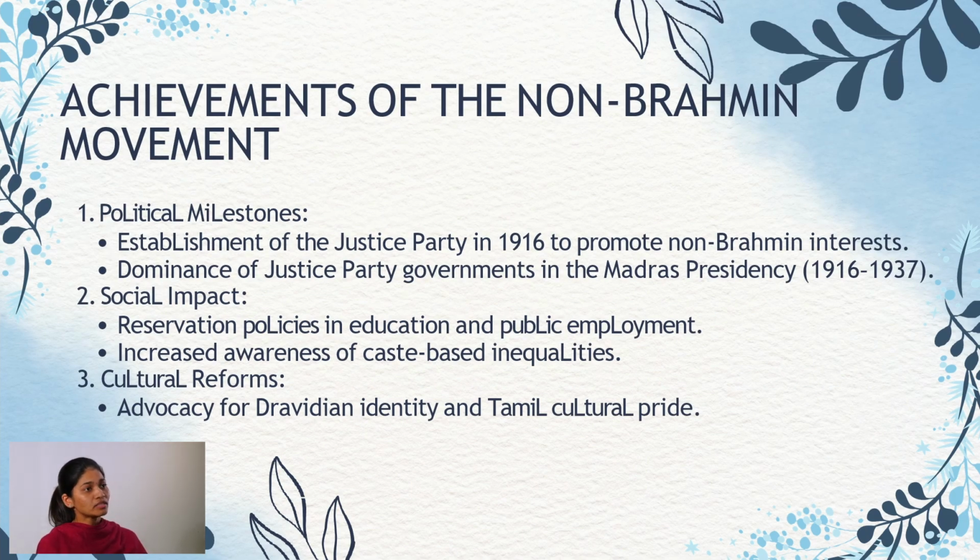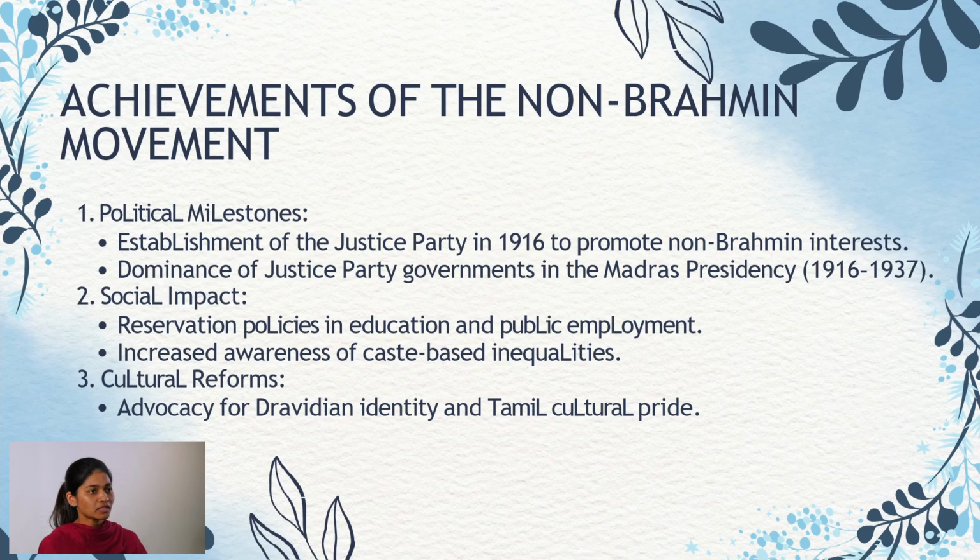Achievements of the non-Brahmin movement, which emerged as a significant socio-political force in colonial South India, achieved several milestones that profoundly impacted the social, political, and cultural landscape of the region. The first milestone can be stated as the political milestone, the establishment of the Justice Party, founded in 1916. The Justice Party was a pivotal political organization that aimed to promote non-Brahmin interests. It provided a platform for various non-Brahmin communities to voice their concerns and aspirations, marking a significant shift in the political dynamics of South India.